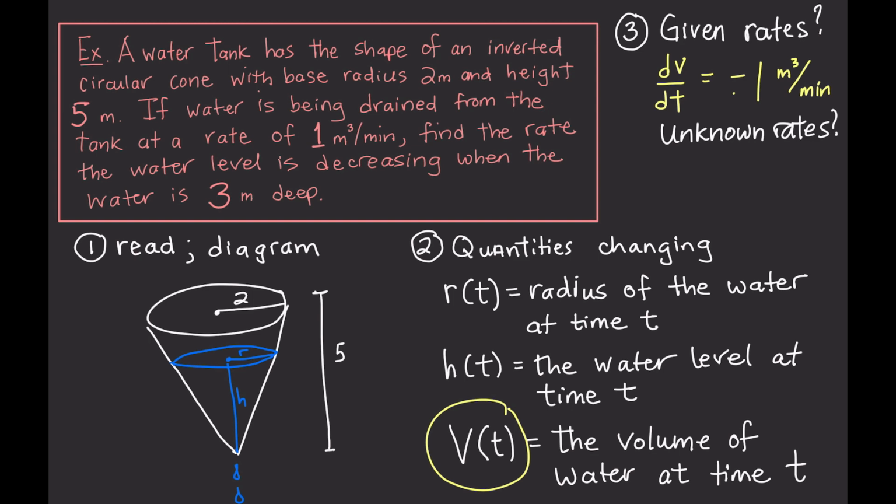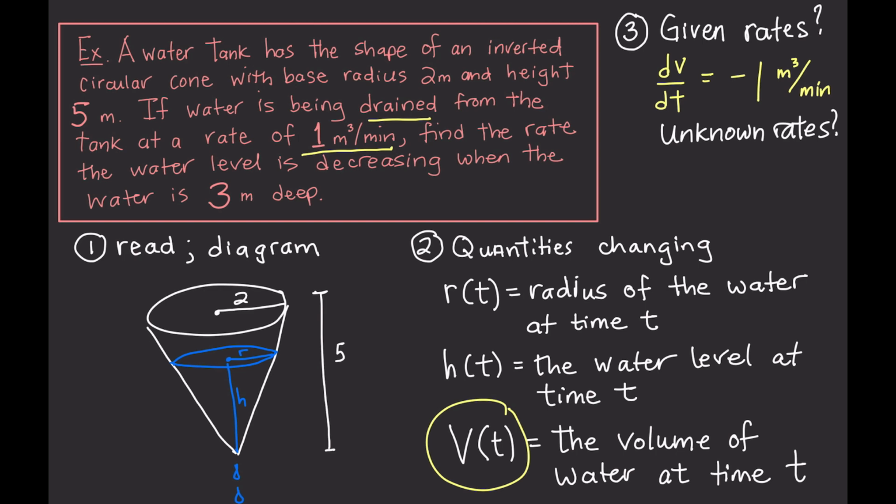Okay, and notice that this one is negative because the water is being drained at that rate. So the drained is kind of like the negative, right? Where it's becoming smaller. We're subtracting volume.